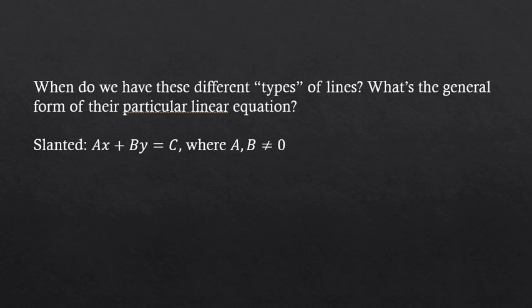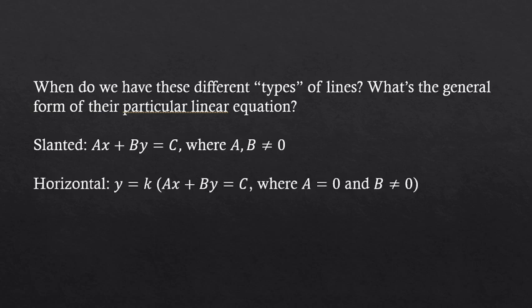The next type of line, our horizontal line, is generally of the form y is equal to some constant. How do we get that from our general form ax plus by is equal to c? We set a equal to 0, and that removes the x piece of it, and then b is just not equal to 0. C has the freedom to be whatever it chooses to.